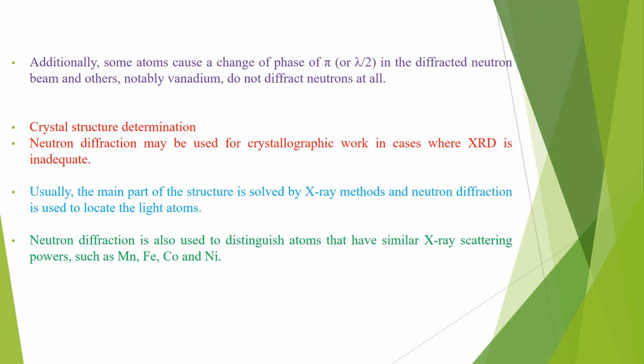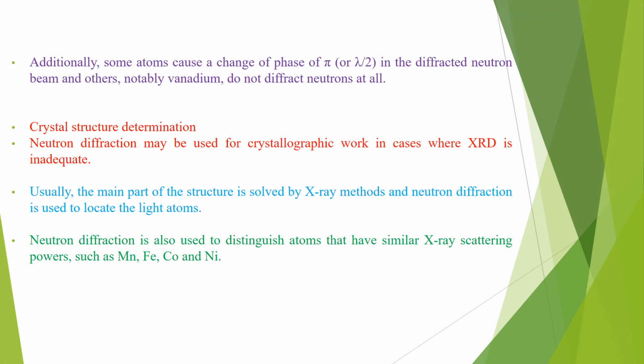Crystal structure determination. In crystal structure determination, neutron diffraction may be used for crystallographic work in cases where XRD is inadequate. It has been much used to locate light atoms, especially hydrogen, in hydrates and organic structures. Usually, the main part of the structure is solved by the X-ray method, and neutron diffraction is used to locate the light atoms.